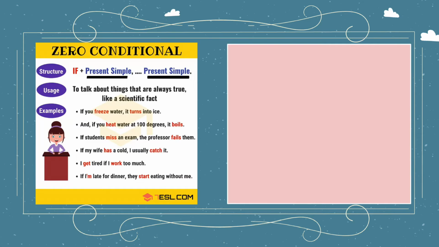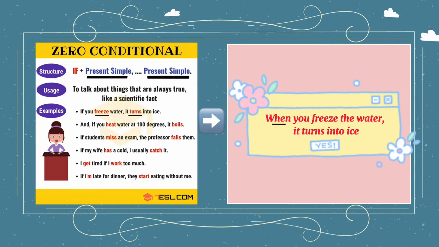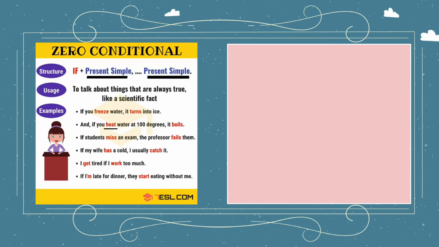As we can see from the examples given, A. If you freeze water, it turns into ice. The words freeze and turns are present simple. To be replaced by when, without changing the meaning, it will become: when you freeze water, it turns into ice. Let's move on to B. If you heat water at 100 degrees, it boils. The present simple are heat and boils.